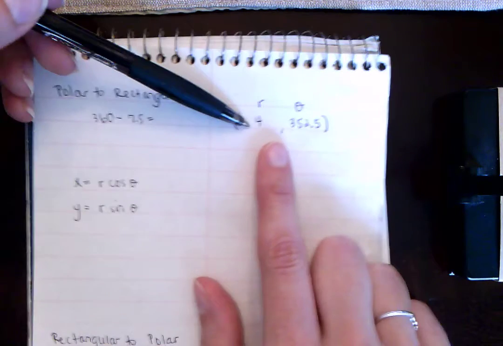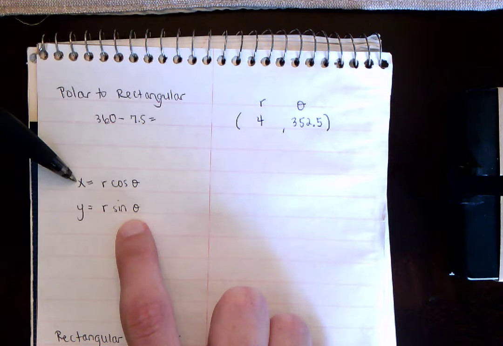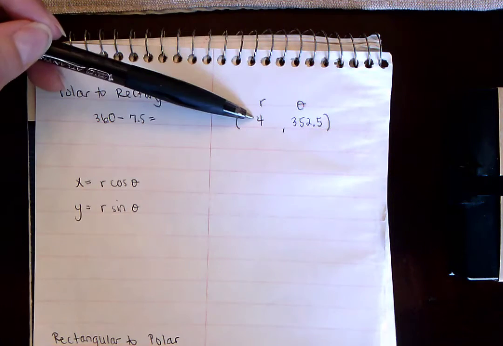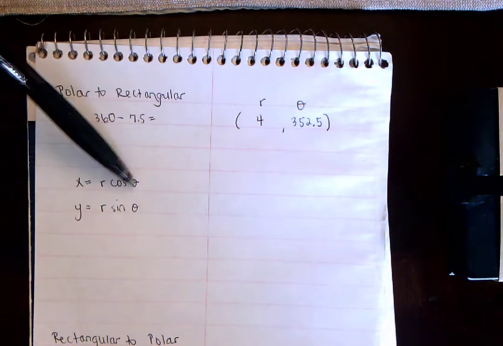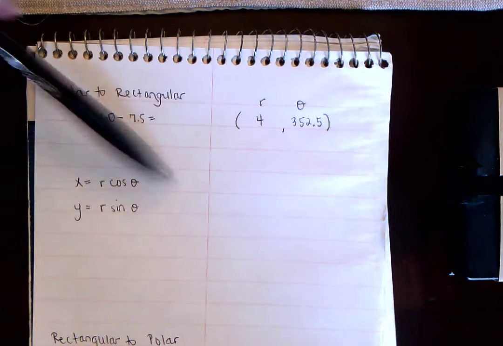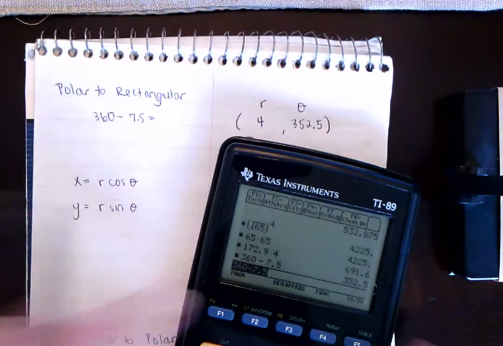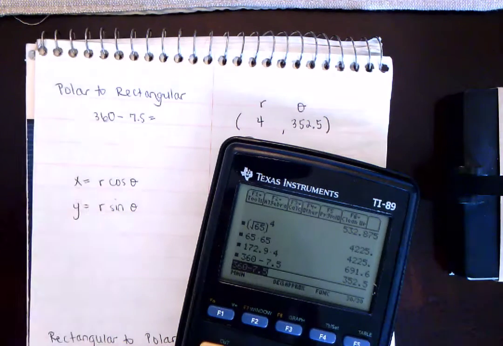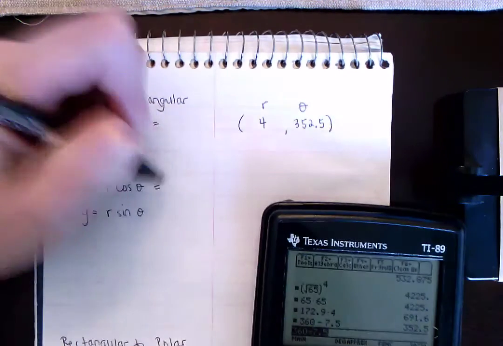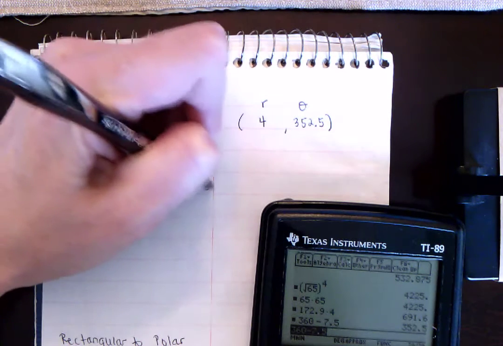And remember, this one's actually nice and easy. All you have to do is follow these two things. If we're trying to find x and y, we just take the radius, r, which is 4, and find the cosine of that angle. Whatever that is, that's going to be our x-coordinate. Then we do the same thing with our y-coordinate, except we'll use sine. So x equals r cosine theta, so 4 cosine of 352.5.